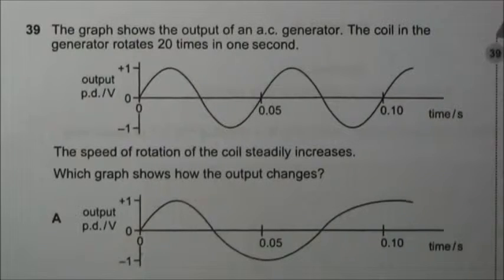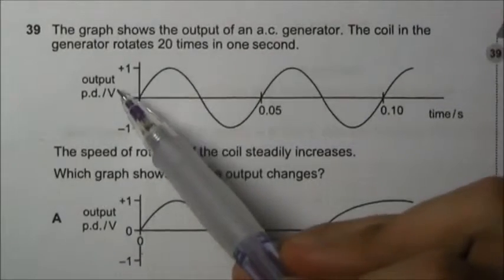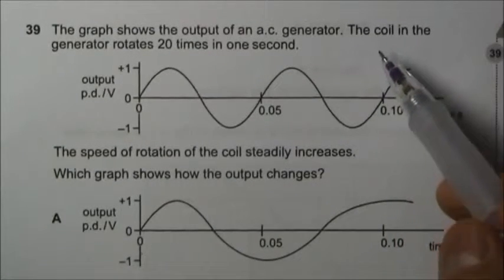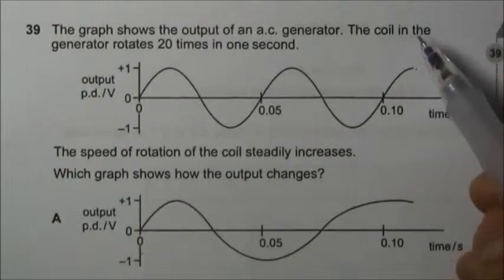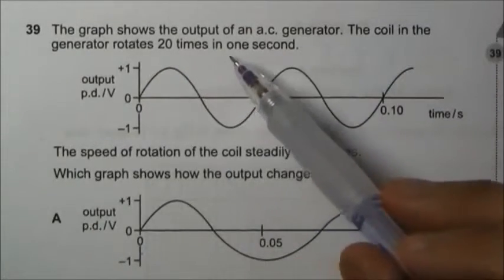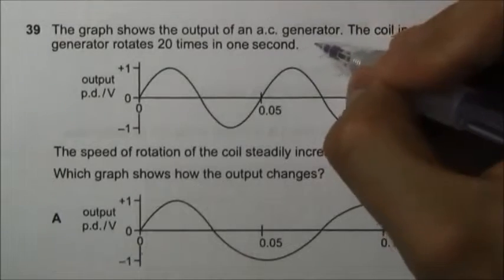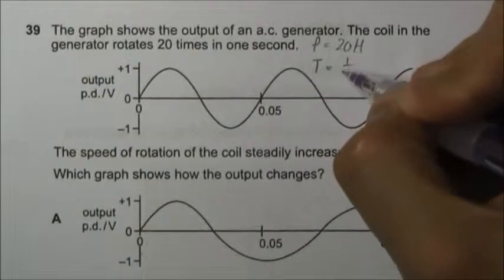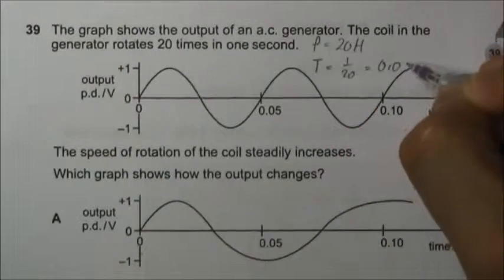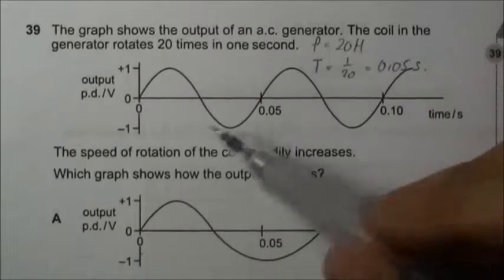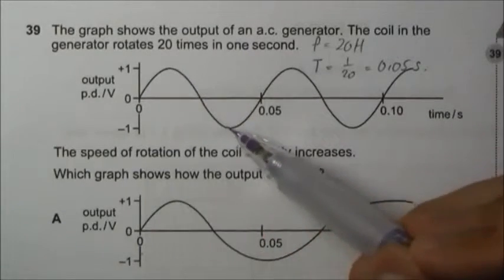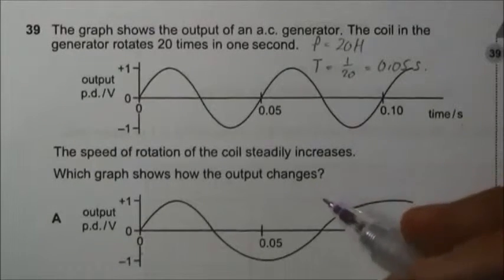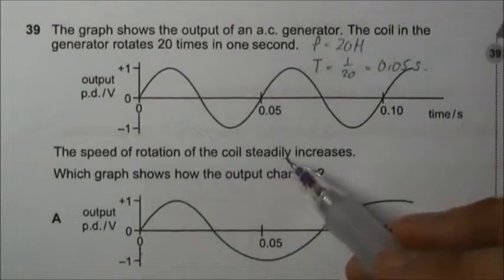Okay, in this question, we are given the output voltage versus time graph of an AC generator. We are told that the coil in the generator rotates 20 times in 1 second. So the frequency is equal to 20 Hertz. And the period will be 1 over 20. This is going to give us 0.05 seconds. That is why we see that a complete cycle is formed in 0.05 seconds.